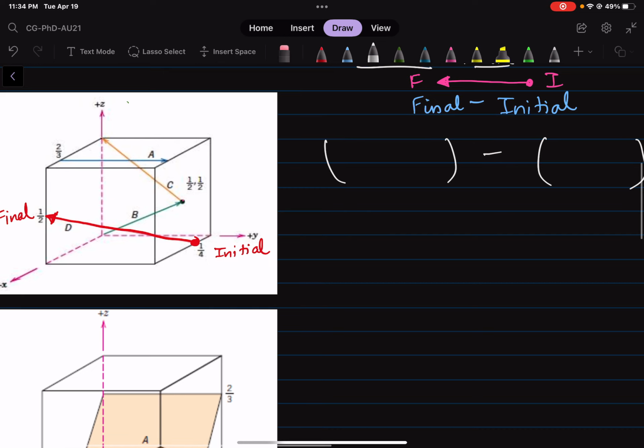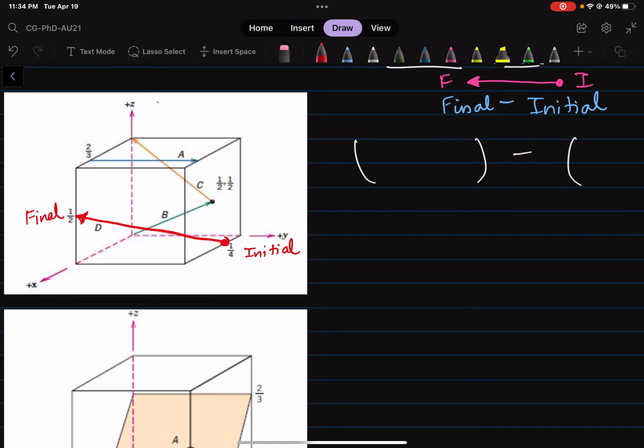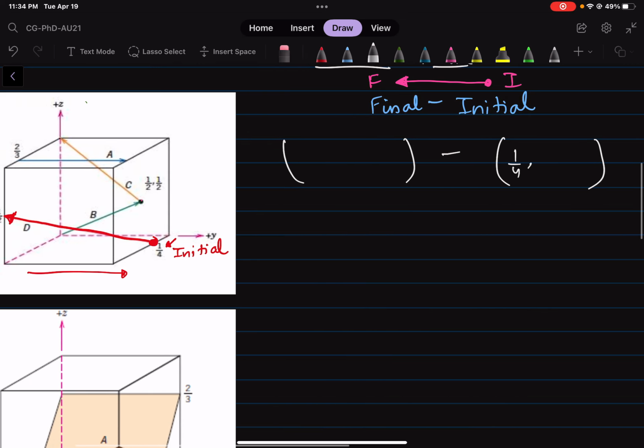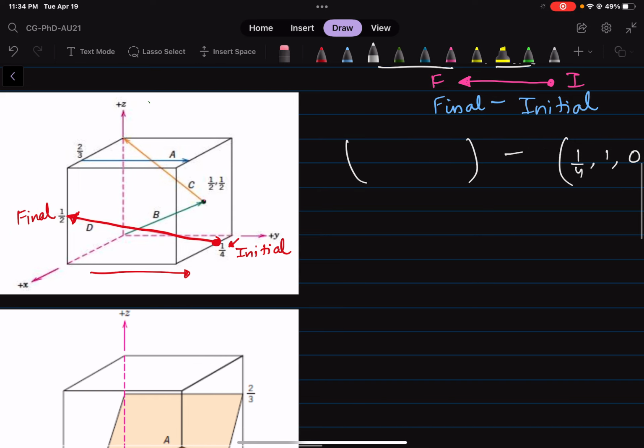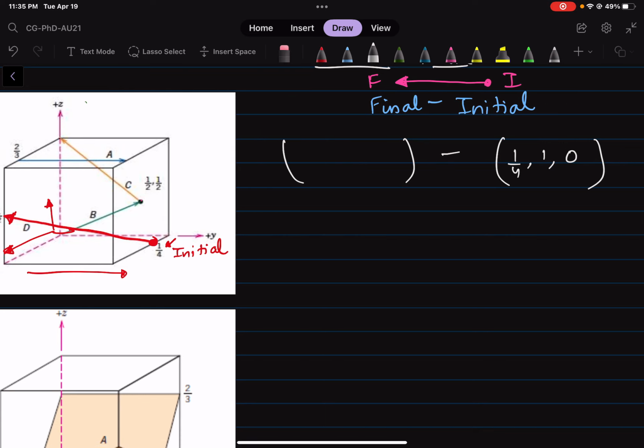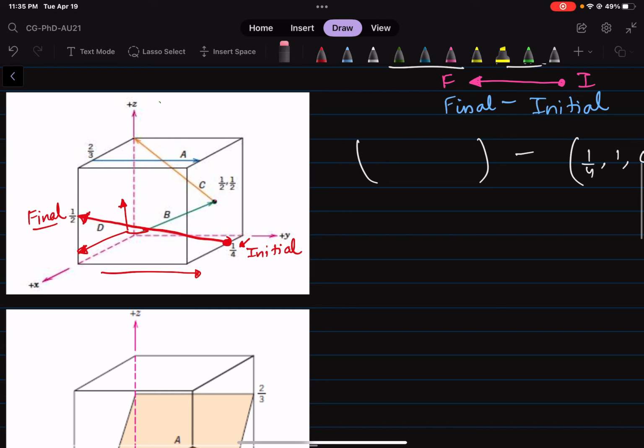So initial here, if you notice, it's 1/4 in the x direction, it has come 1 in the y direction, but 0 in the z direction, right? So again, the initial point is 1/4 in the x, 1 in the y, and 0 in the z. For the final point over here, it has come 1 in the x, half in the y, and then half in the z. So this will be 1 in the x, 0 in the y, and half in the z.